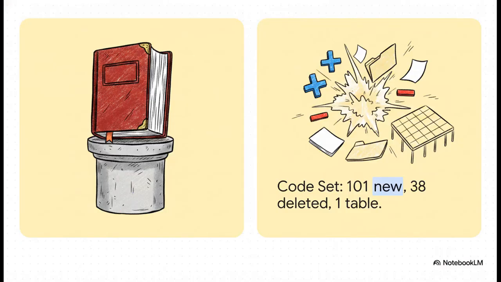First off, you can go ahead and breathe a huge sigh of relief. CMS has made literally no significant changes to the official guidelines for coding and reporting. So, the core rules you've already memorized? They haven't shifted. But the underlying code set definitely has. We're looking at 101 new codes, 38 deleted codes, and one entirely new table being added to your plate.